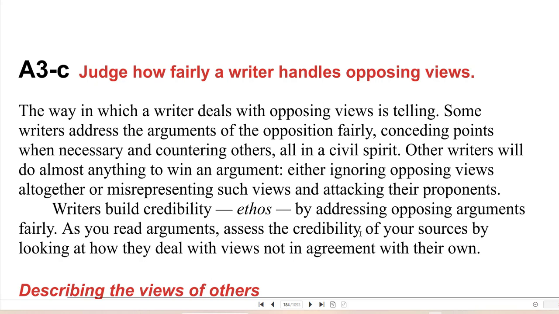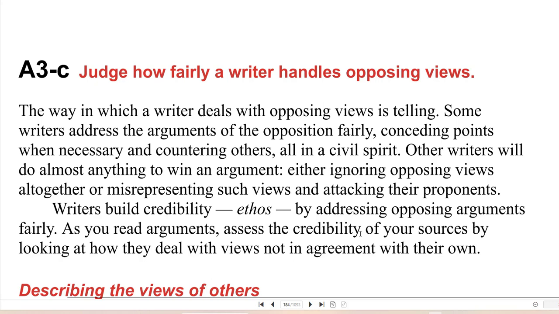Judge how fairly a writer handles opposing views. The way in which a writer deals with opposing views is telling. Some writers address the arguments of the opposition fairly, conceding points when necessary and countering others, all in a civil spirit. Other writers will do almost anything to win an argument, either ignoring opposing views altogether or misrepresenting such views and attacking their proponents. Writers build credibility, ethos, by addressing opposing arguments fairly.